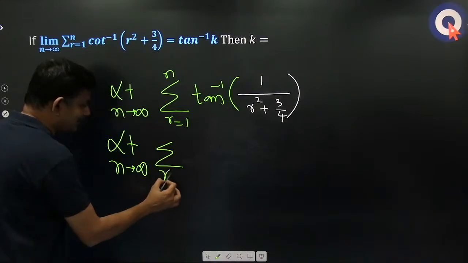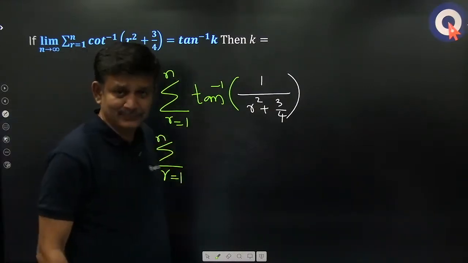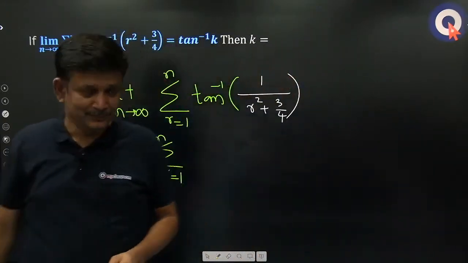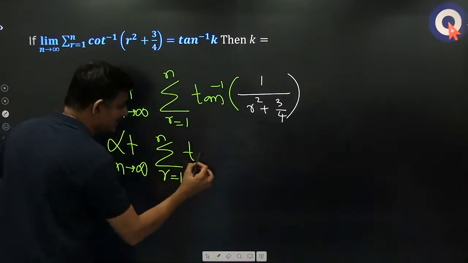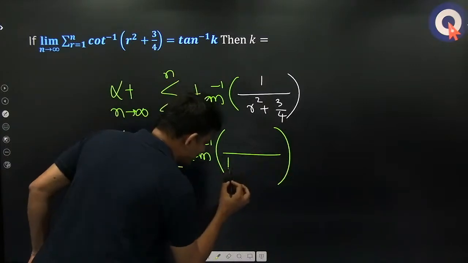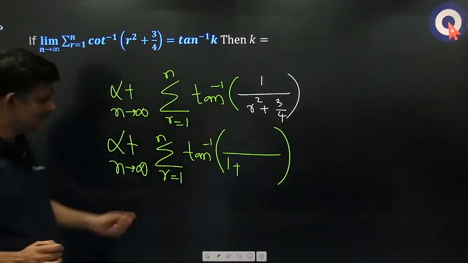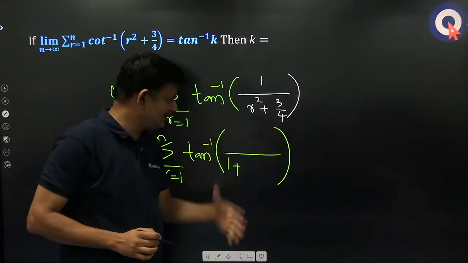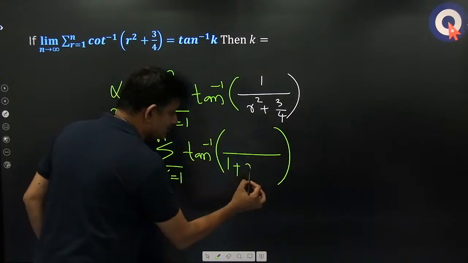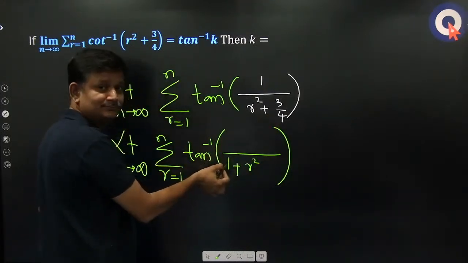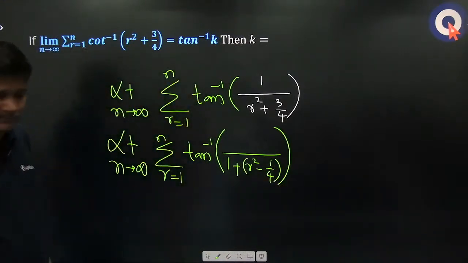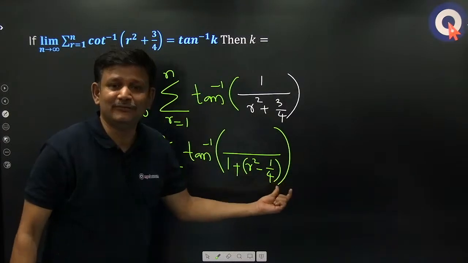So it is a telescopic question, that is clear. Telescopic cancellation will come when I have the tan inverse A minus tan inverse B formula. Tan inverse A minus tan inverse B is what? Tan inverse (A minus B) by (1 plus AB). So here there should be a 1 plus. Whatever it is, 1 plus the product of two numbers, and their difference. Here there is no 1 plus, so I have to add it. R square is there, 3 by 4, 1 minus 1 by 4. So this is R minus 1 by 4. And this is 1 plus AB for me.